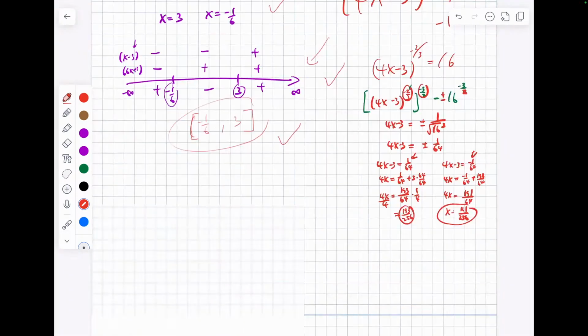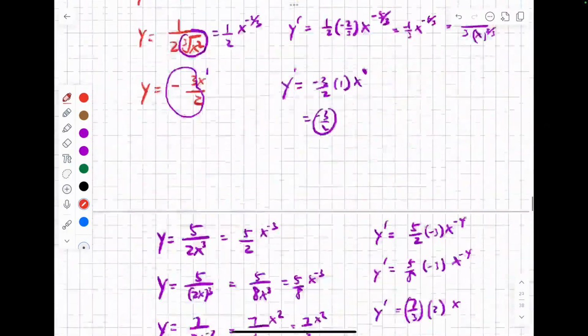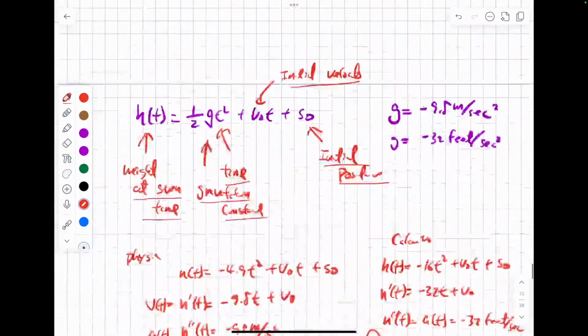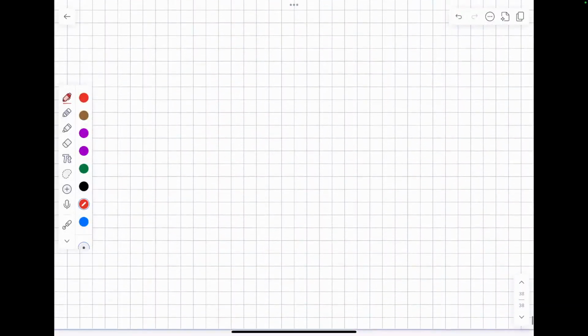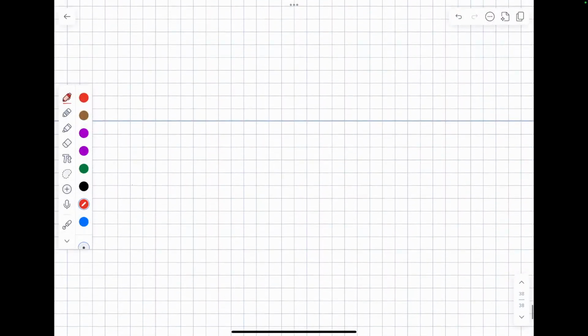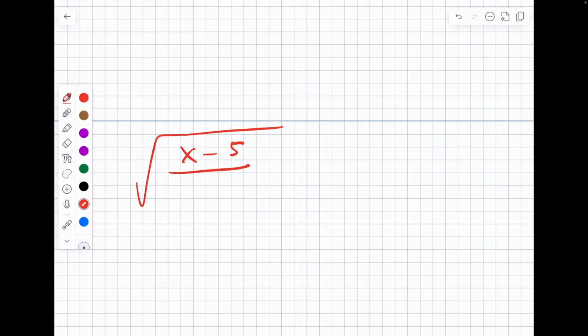How much time do I have? 5 minutes. Okay, I'm going to give you domain questions. So, domain question practice. Let me see. On the bottom, give me a second. On the bottom, I'm going to give you something that you might need to factor.